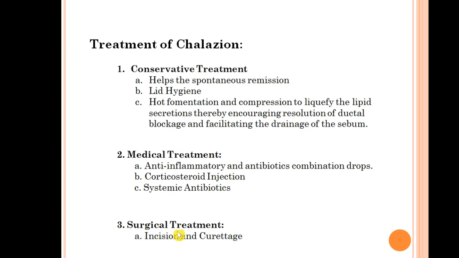Now the surgical treatment. If the medical treatment and the conservative treatment don't help, then we have the final option of surgical treatment, in which we do incision and curettage. So an incision is given, and all the lump, the stuff that is inside, is cleared out. Once that is cleared out, we won't have the chalazion, and it will be resolved. So that is all about the chalazion treatment, and that is all about the chalazion.